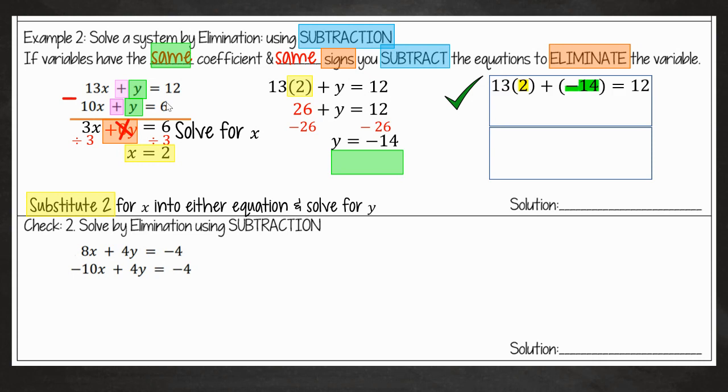So we're going to plug in both our x and our y values to both equations. So 13 times 2 plus a negative 14 simplifies to 26 minus 14. Is that equal to 12? Yes, 12 is equal to 12.